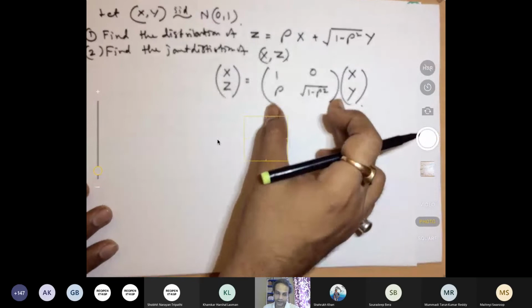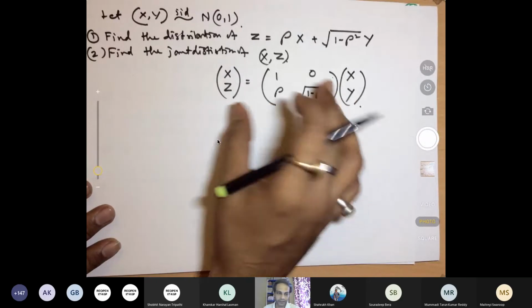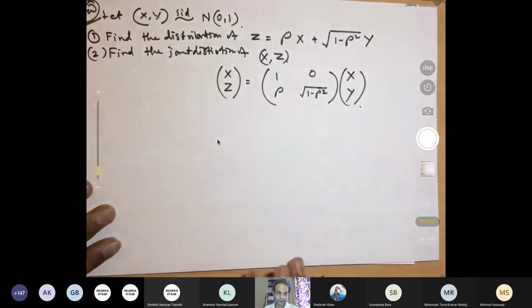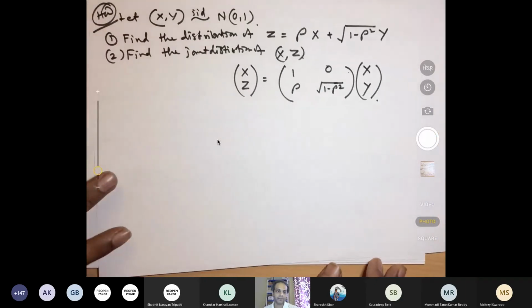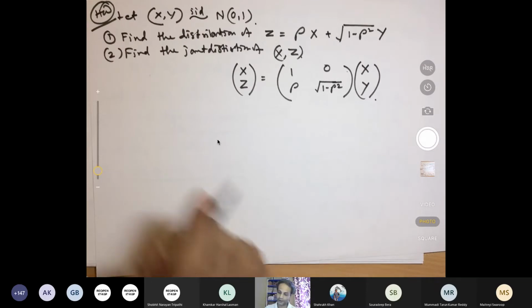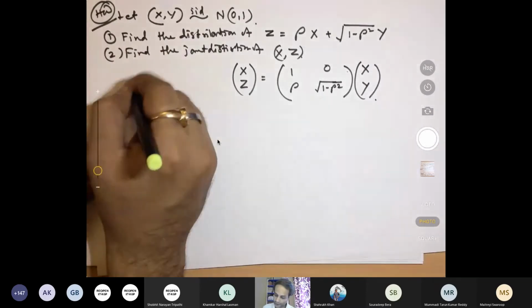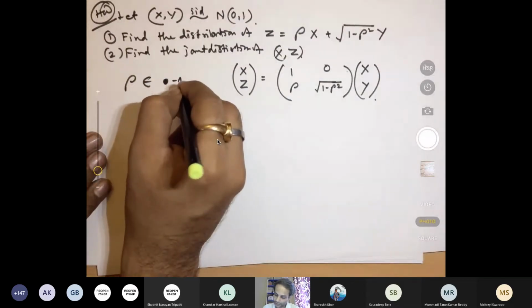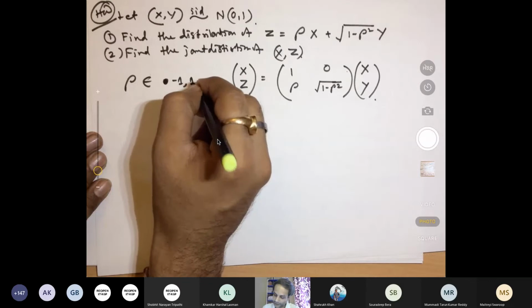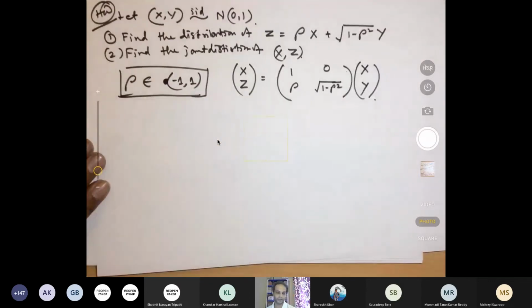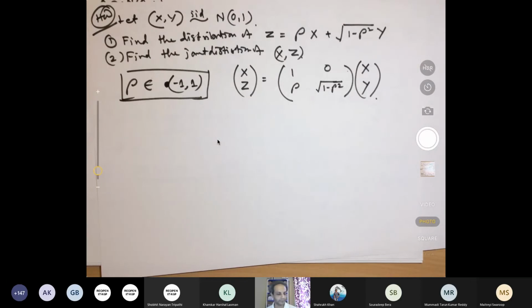Now, immediately from here you will get the Jacobian matrix and all those things. You know what to do. You will be able to see how you can generate a dependent normal distribution from an independent normal distribution, where rho lies between -1 and +1. This represents the correlation. Okay, so this is one homework that I am leaving.